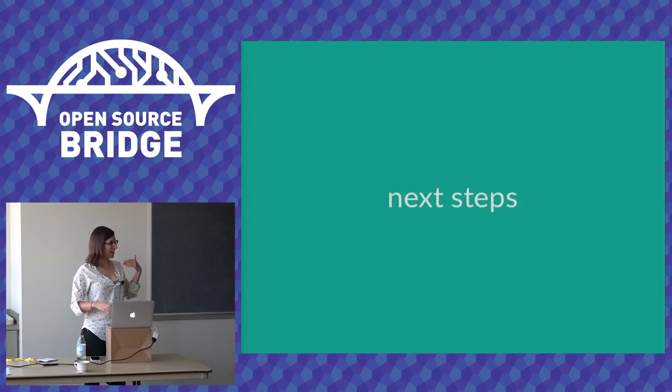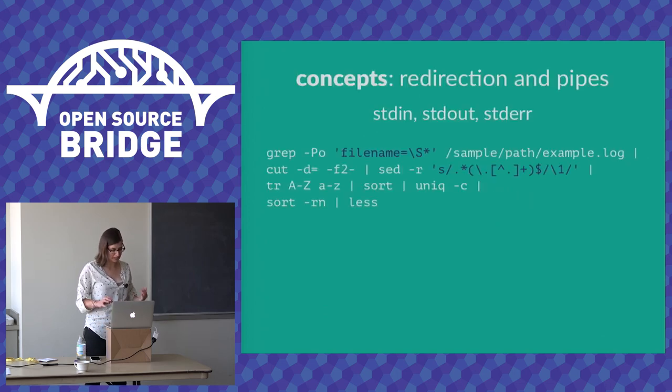Next steps that I didn't have time to talk about, and I really wanted to. Redirection and piping is intermediate level command line stuff. This is where the command line really starts getting powerful, when you can take output from one command, put it directly into another command, and keep going until you have transformed something.